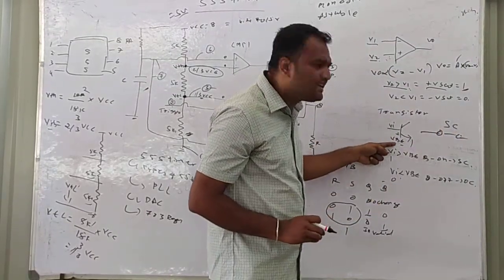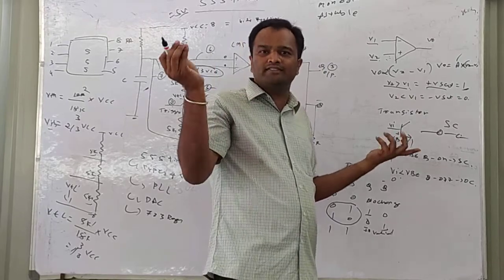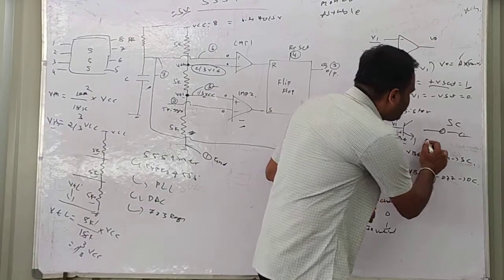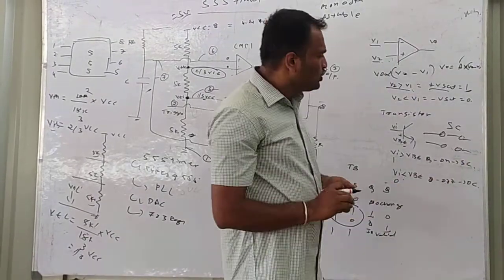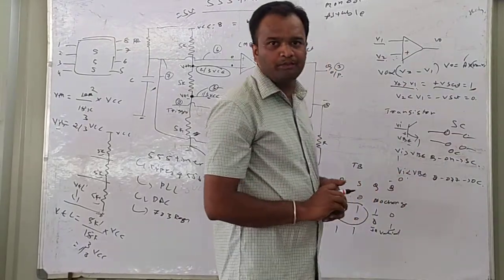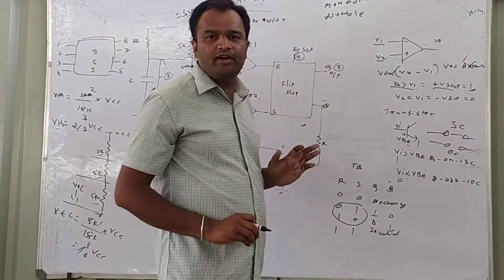Similarly, if VA is less than VB, when VA is less than 0.7 for a silicon transistor, it acts like an open circuit. At that time, Q is off. That means the transistor is off. This is an open circuit. So this is the condition of a transistor.